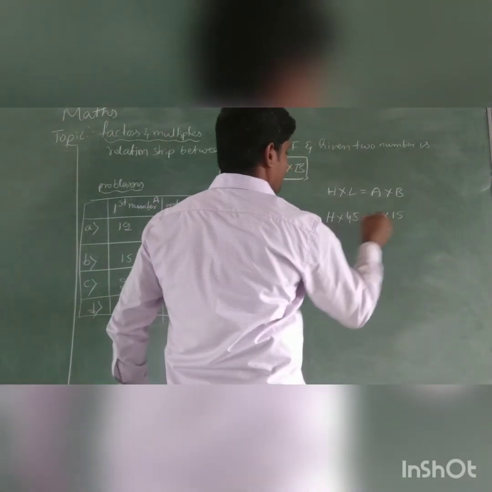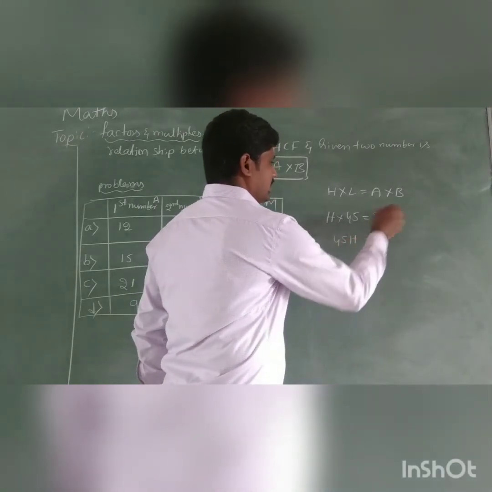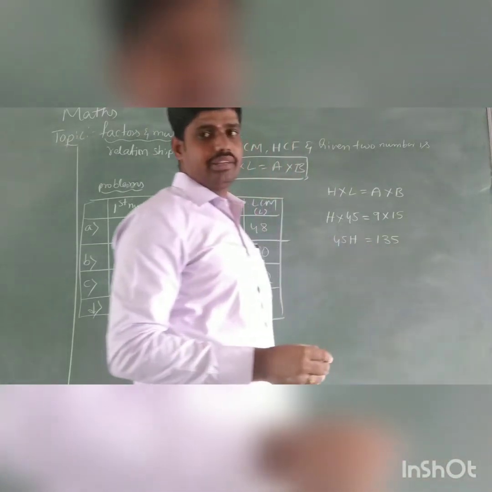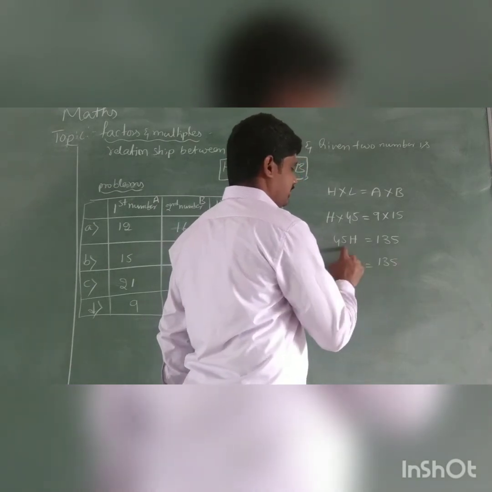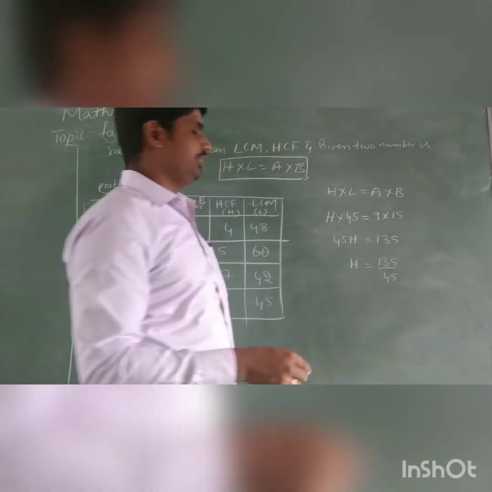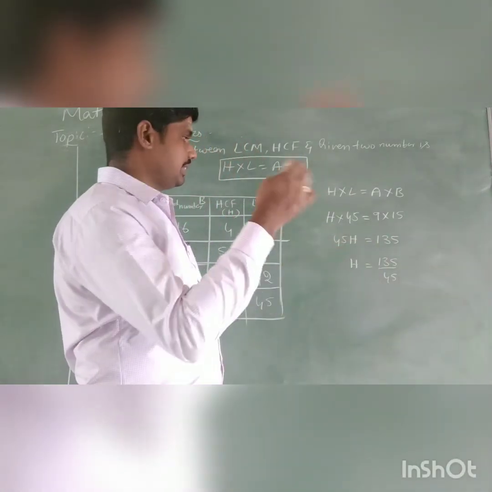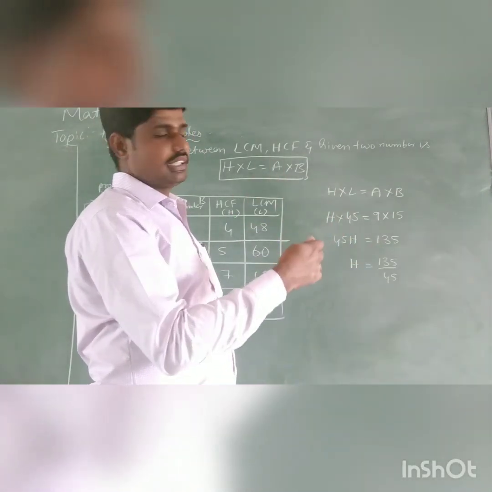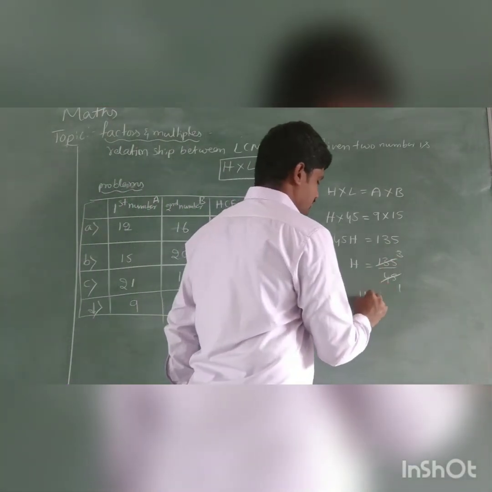Now simplify. 45 into H is 45H. 9 into 15: 9 fives are 45, so 135. Now find the value of H. H means HCF. 45H is equal to 135. This 45 coming from LHS to RHS will become divide. Why? Because H into 45 is 45H. That's why going from LHS to RHS it becomes the reverse operation. Reverse operation means where multiplication is there, division; where addition is there, subtraction. In the 45 table, 135 divided by 45: 45 threes are 135. Therefore, H is equal to 3.